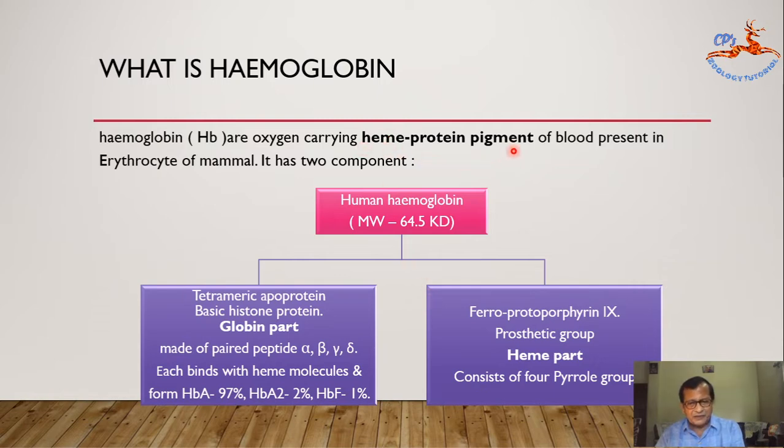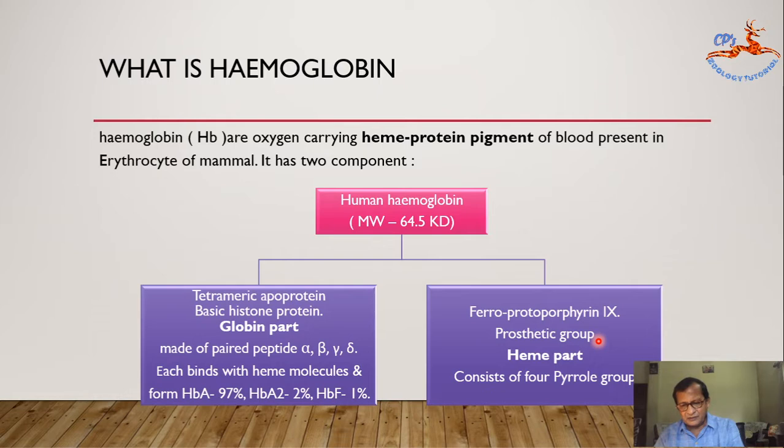Hemoglobin is a heme protein pigment that is found in the erythrocytes of mammalian blood. It is composed of mainly two parts, the globin part and the heme part. The globin part is the apoprotein portion, and it has a tetrameric configuration. It is constituted of paired peptides like alpha, beta, gamma, delta, and each of these peptide chains is attached with the heme group. Heme is a prosthetic group and it is termed ferroprotoporphyrin 9.